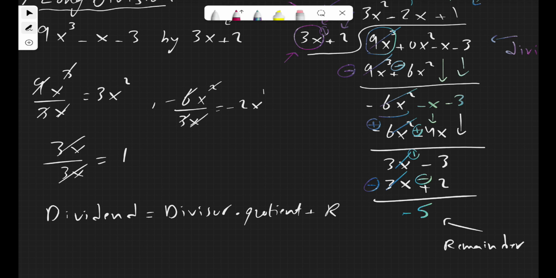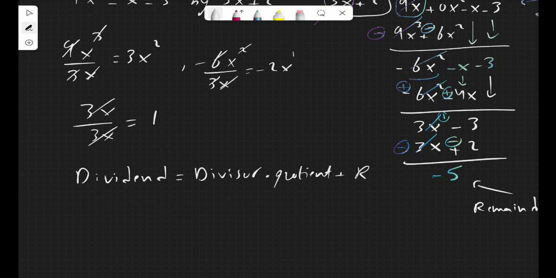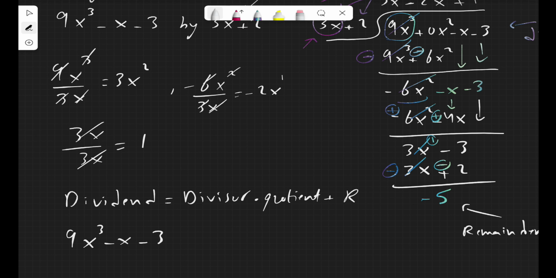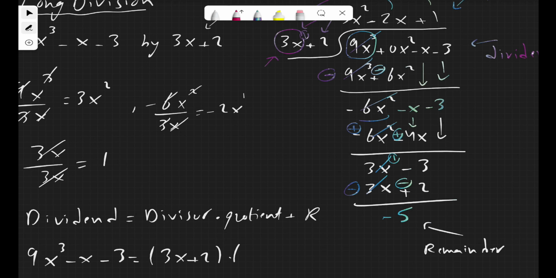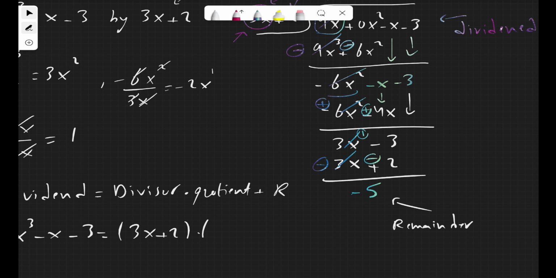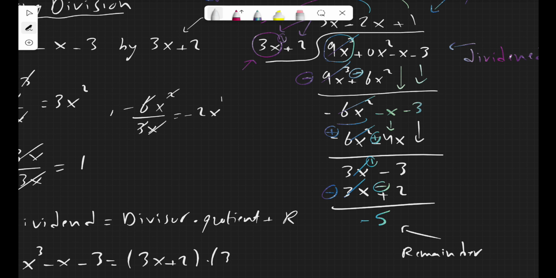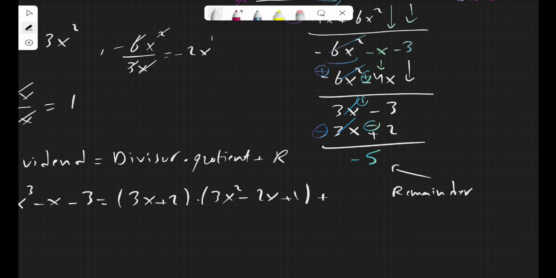So the question, the dividend is 9x^3 minus x minus 3, is equal to, the divisor is 3x plus 2, multiplied by the quotient. The answer is 3x^2 minus 2x plus 1, plus the remainder, which is negative 5.